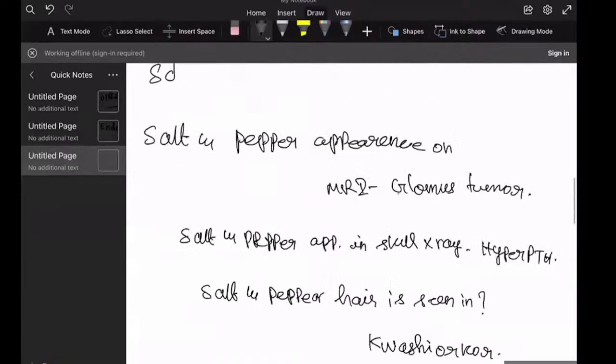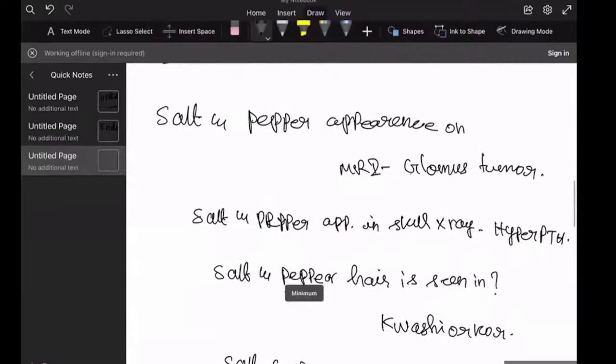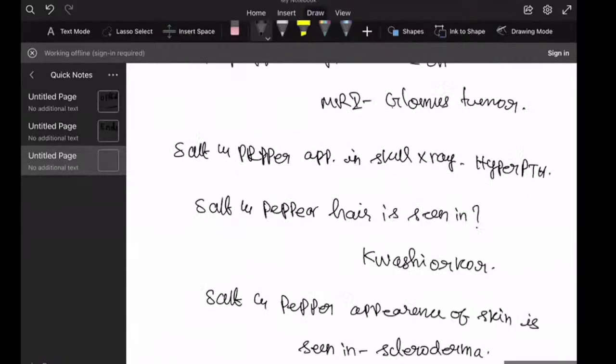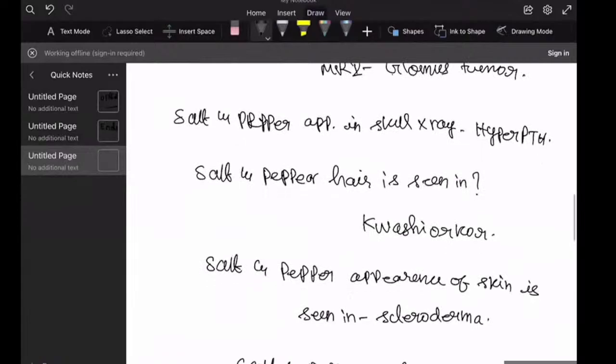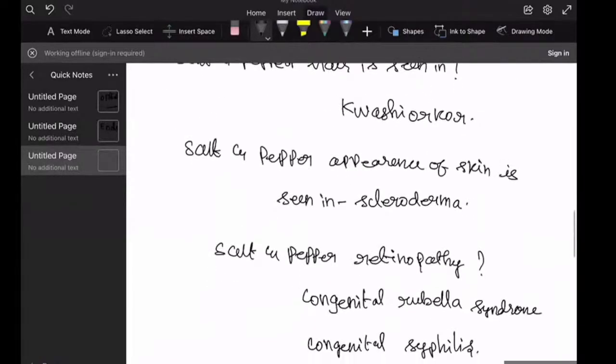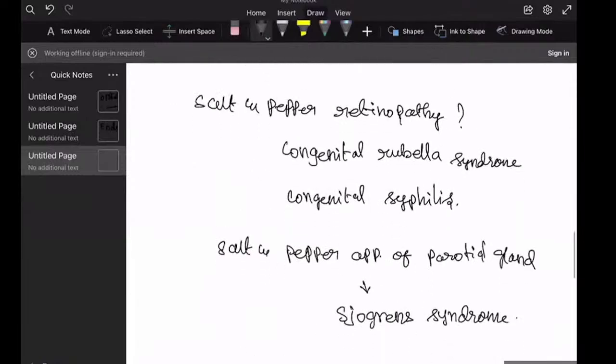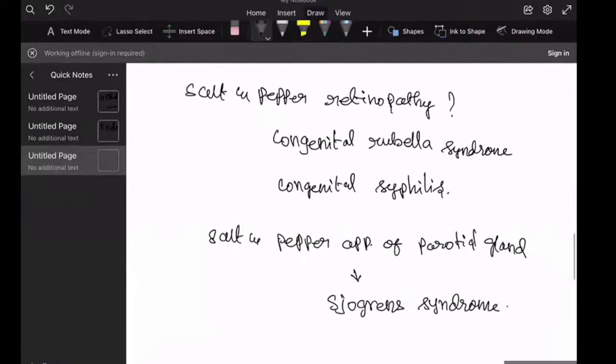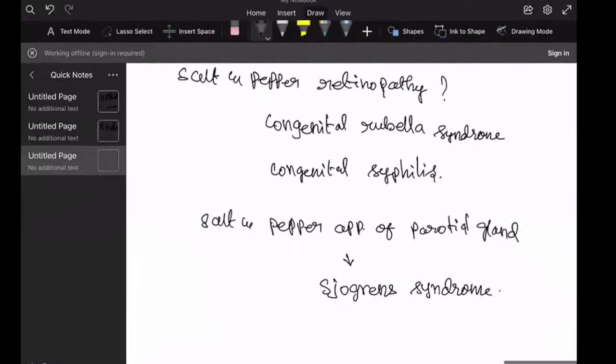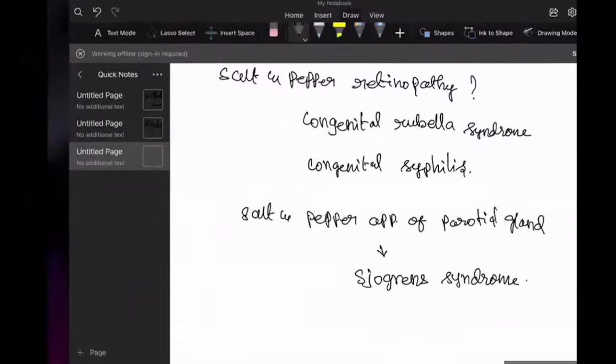Salt and pepper appearance in MRI, glomus tumor; salt and pepper appearance in skull X-ray, hyperparathyroidism; salt and pepper hair seen in kwashiorkor; salt and pepper appearance of skin, scleroderma; salt and pepper retinopathy, congenital rubella syndrome or congenital syphilis; and salt and pepper appearance of parotid gland is seen with Sjögren's syndrome. We move on to the next image.